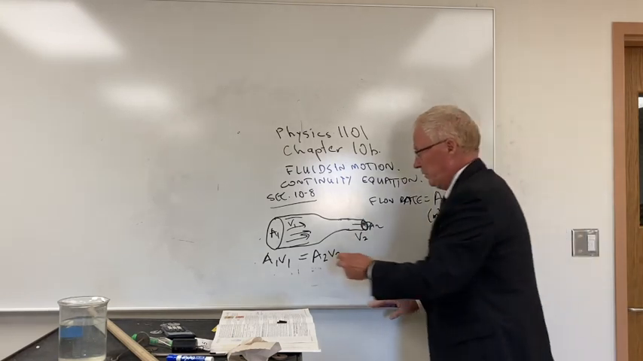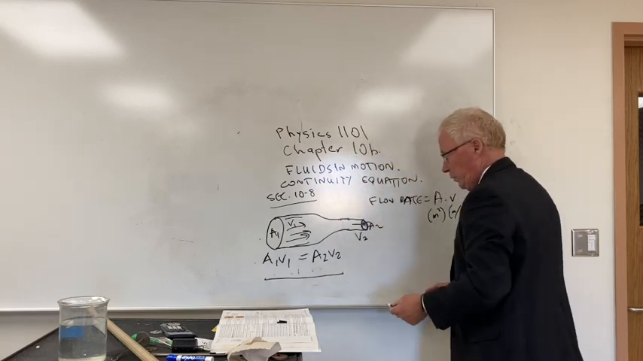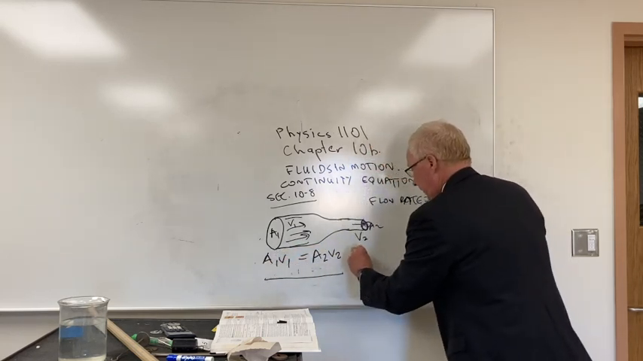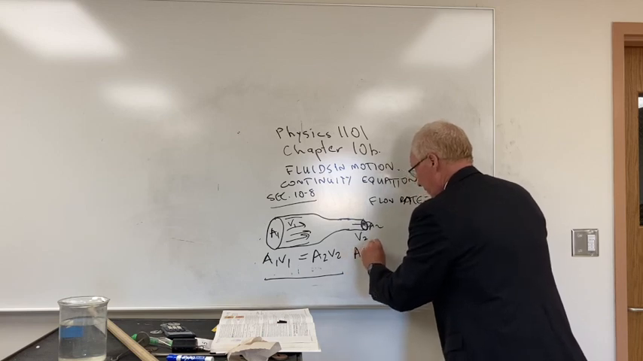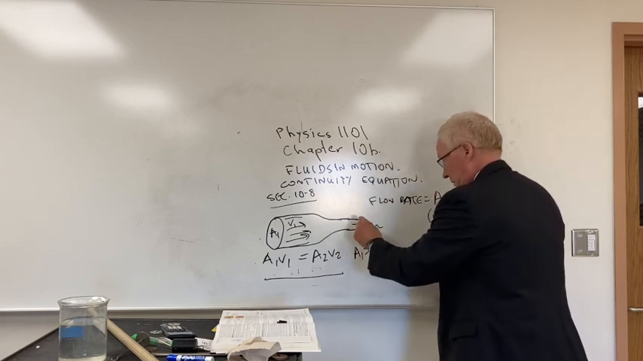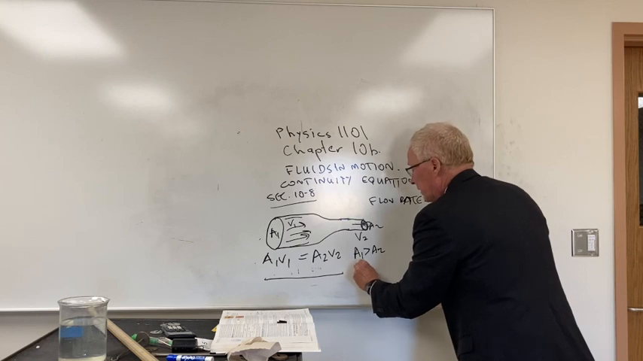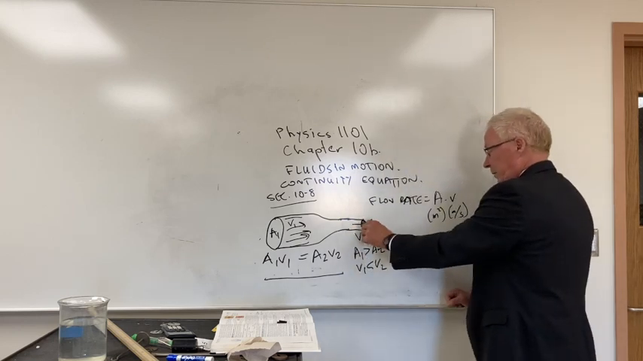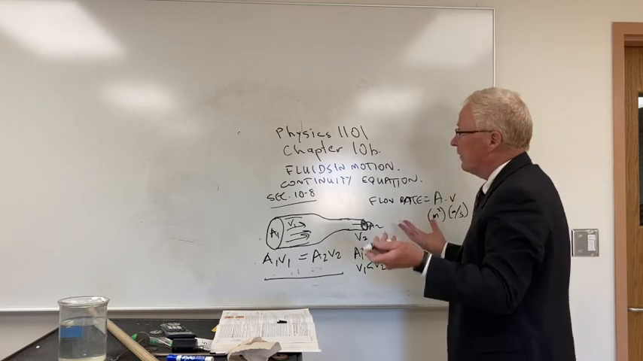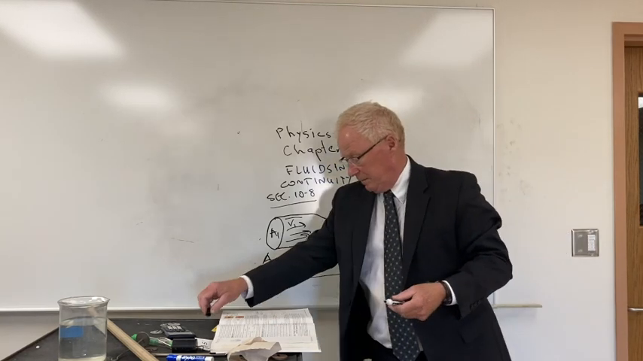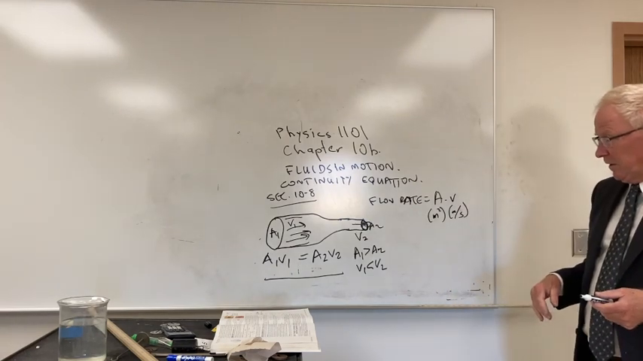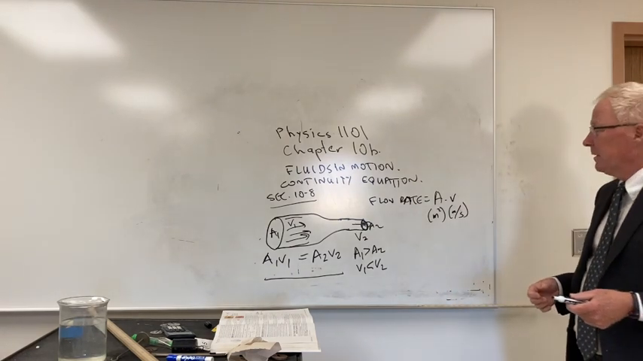This is what we call the continuity equation. So in this case, if A1 is greater than A2, getting smaller, then V1 is going to be less than V2, so this is going to be coming out faster. That's what we call the continuity equation. Not a whole lot to it, but I'll leave that up there as far as that's concerned.